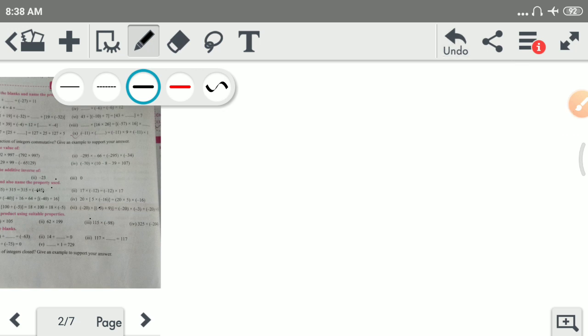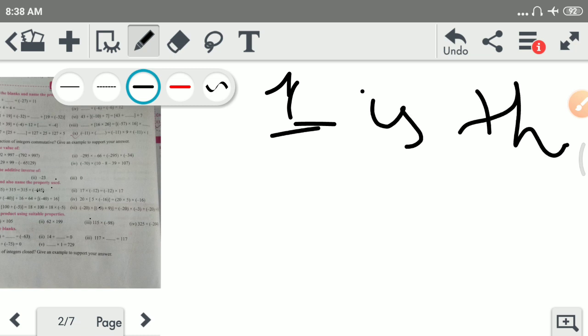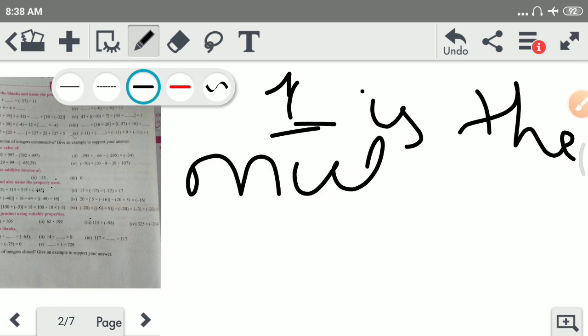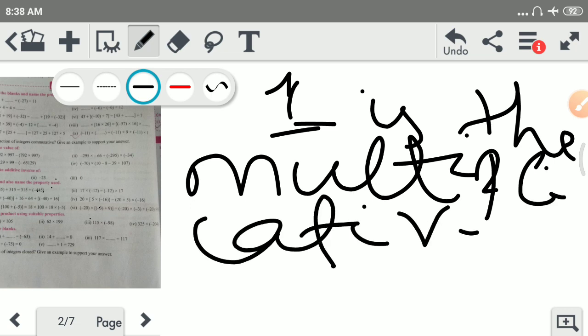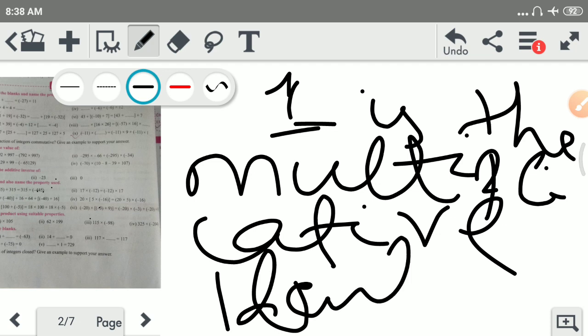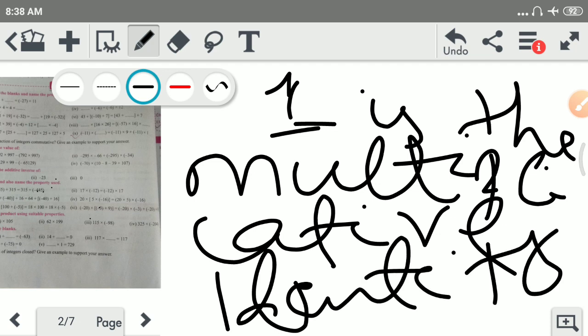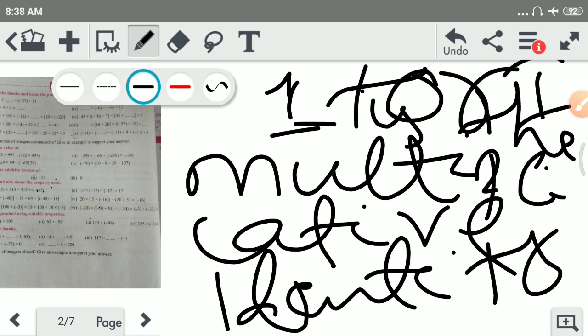So 1 is the multiplicative identity for integers. Note it down. 1 is the multiplicative identity for integers. Okay, for integers. Clear? Then property number 4 is what, students?